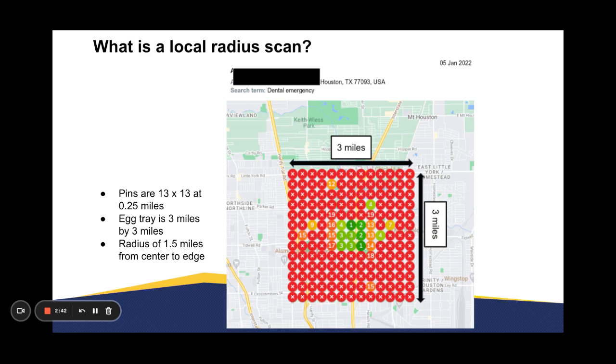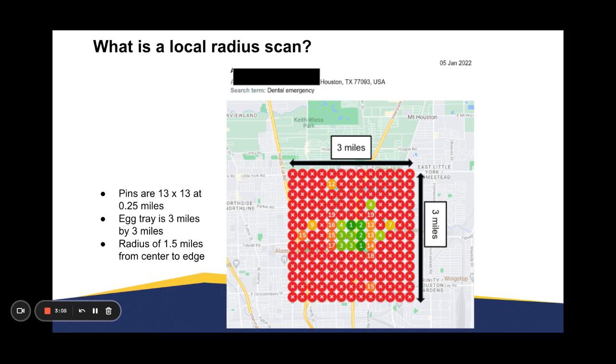Why? Because this is going to be able to visualize for yourself the saturation, the accessibility of your reviews and your reputation to the patients that are around you, that are searching for your keywords, that are wanting to see your reviews. This has the dentist office in the center, in this position here, and then we're going out 1.5 mile in any direction. The total distance is 3 by 3. Each of these little circles or pins are spaced between each other at a 1/4 mile.